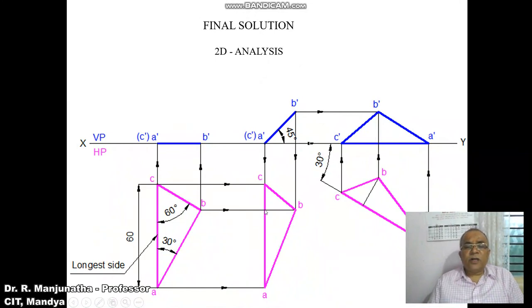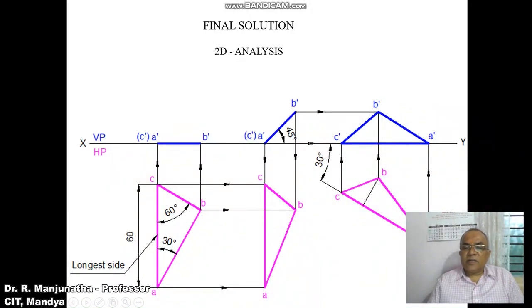From the second position top view, you measure the distance from this point to B, and from this point you transfer the distance here. Then you mark this point as B, then join A to B, B to C, and C to A with a dark line.